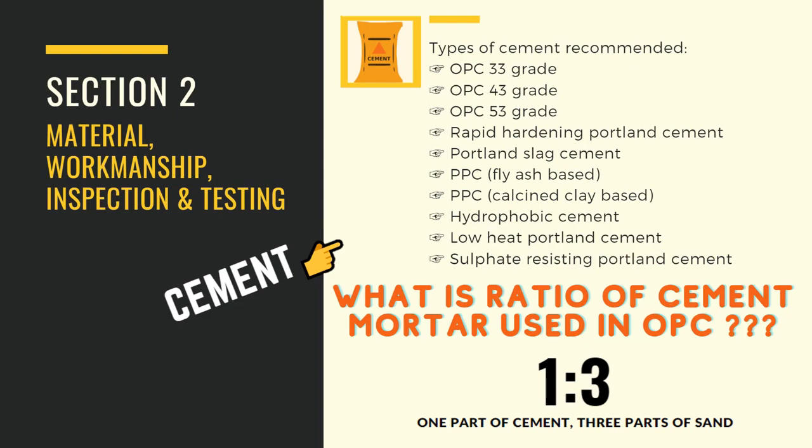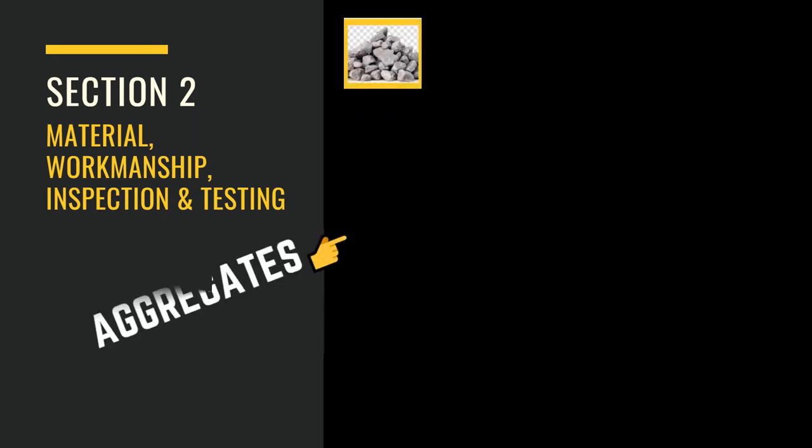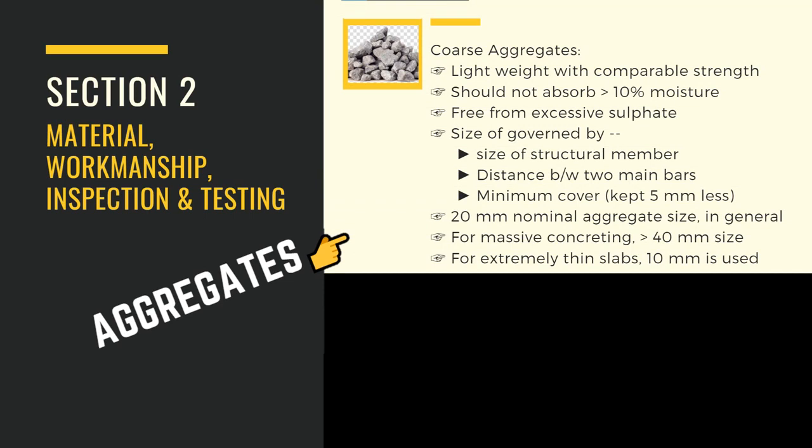Now next, let us move on to another material, aggregates. Aggregate gives the strength to the concrete. Lightweight aggregates are light in weight and also have comparable strength. It will provide strength to the member and to the concrete. The aggregate should not absorb more than 10% moisture. IS code specifies that coarse aggregates should not absorb more than 10% moisture, and it should be free from excessive sulfate.